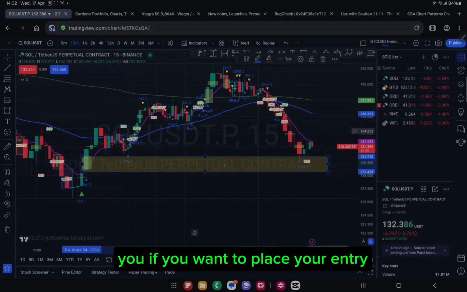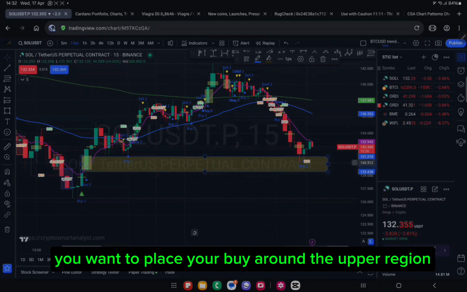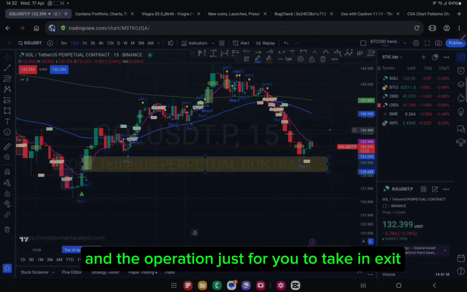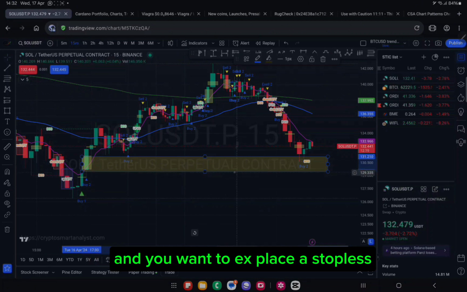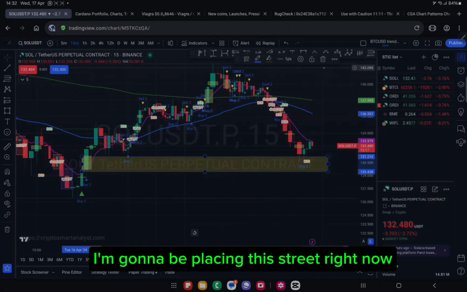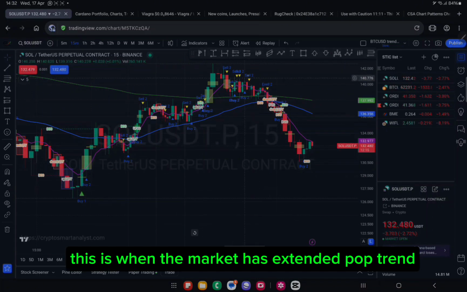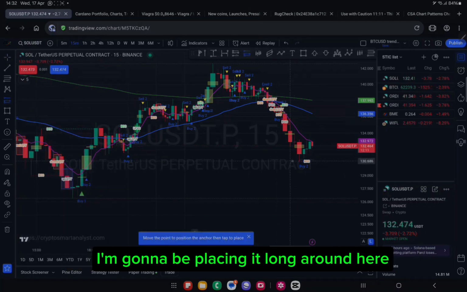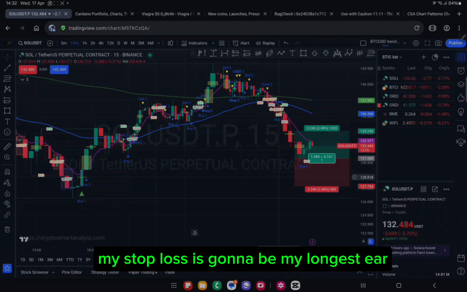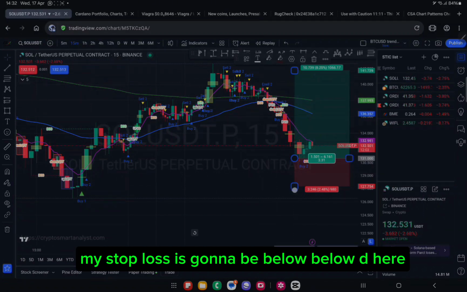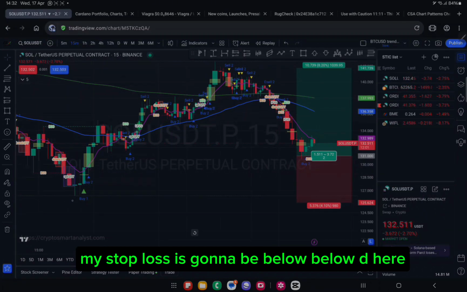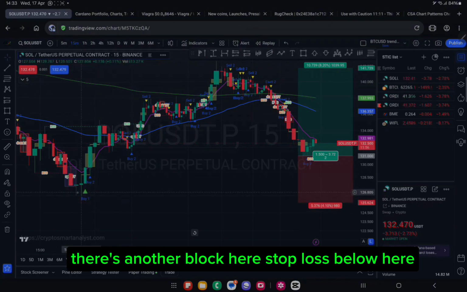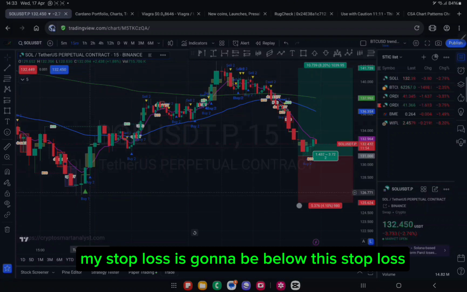If you want to place your entry, you know that you are longing, you want to place your buy around the upper region, between the middle and the upper region, just for it to take in exit. And you want to place a stop loss. For me right now, if I'm going to be placing this trade, let's say when the market has extended uptrend, I'm going to be placing a long around here. My stop loss is going to be below here, because there's an order block here. There's another block here. So my stop loss is going to be below that.